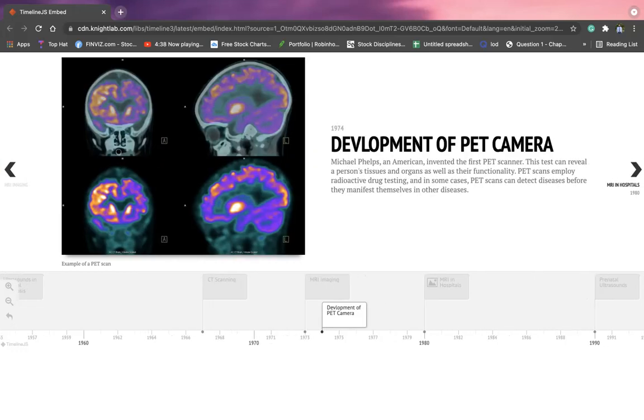Then in 1974, we have the development of the PET camera. And so this was invented by Michael Phelps, an American, not the swimmer. And this test can reveal a person's tissues and organs as well as their functionality. And they use a radioactive drug. In some cases, they can detect diseases before they manifest in other tests.